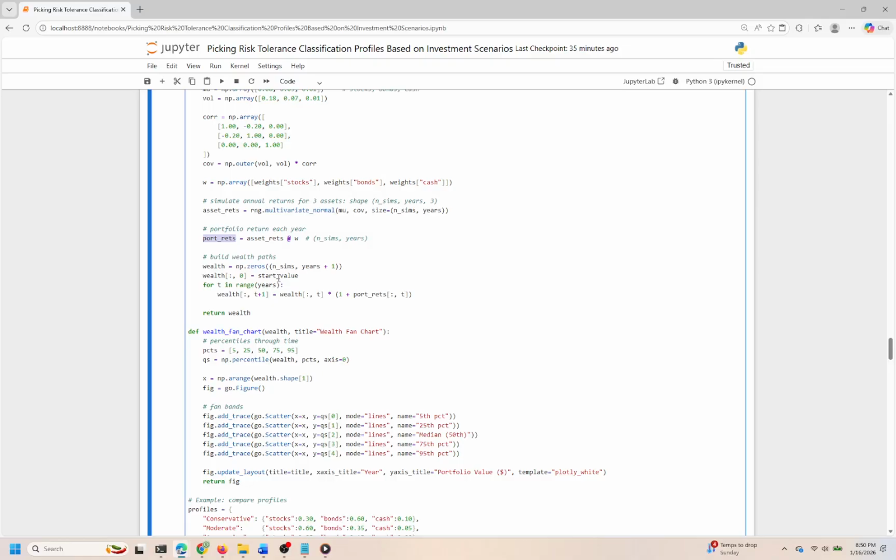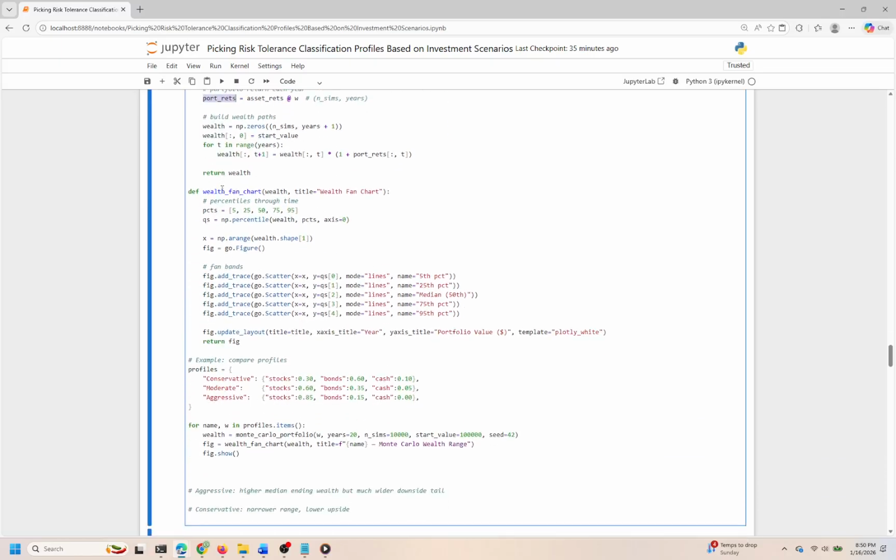This method enables us to visualize the potential wealth paths by projecting how initial investments evolve over time. We then turn our attention to the wealth fan chart, which summarizes the simulation results visually. This chart shows various percentiles, from the 5th to the 95th, allowing us to grasp the range of possible outcomes and understand risks as well as potential gains. Notably, we compare different profile strategies: conservative, moderate, and aggressive, each defined by its unique asset allocation.